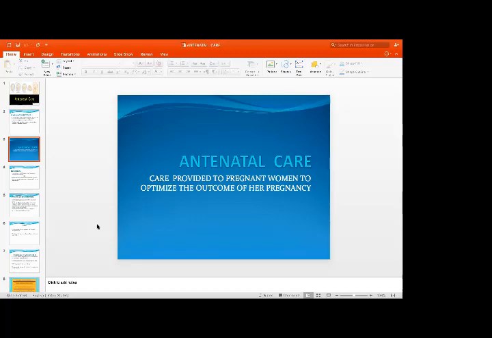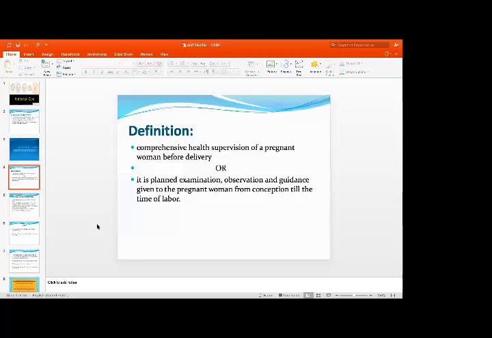Antenatal care is a care provided to pregnant women to optimize the outcome of pregnancy. So we can optimize her pregnancy outcome by giving a standardized care. It can also be defined as comprehensive health supervision of a pregnant woman before delivery, or it is planned examination, observations, and guidance given to the pregnant lady from conception till the time of labor. So it is a planned care given to a pregnant woman.